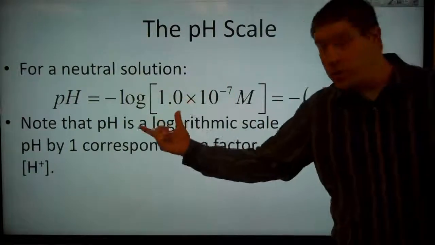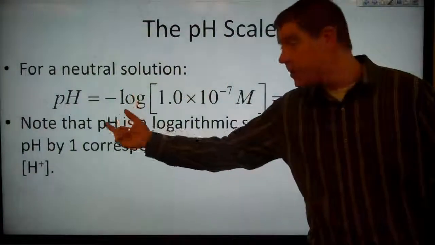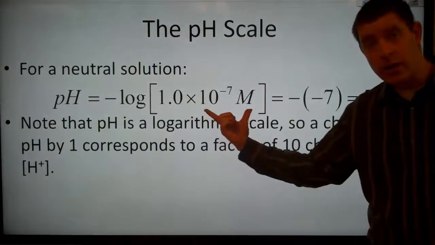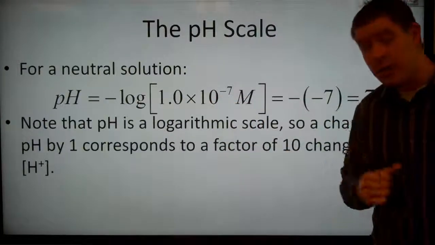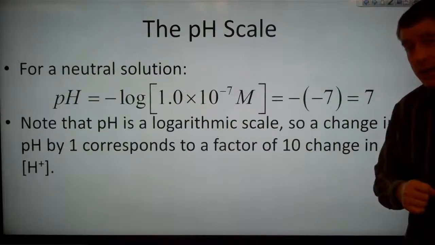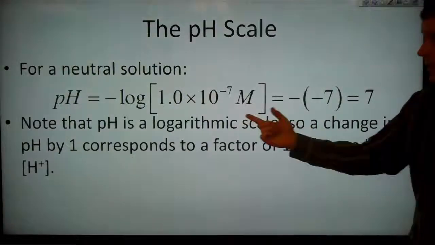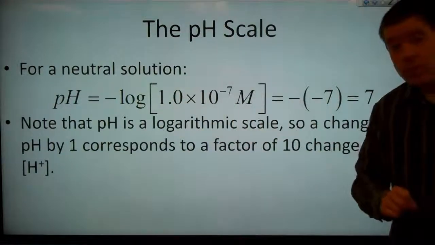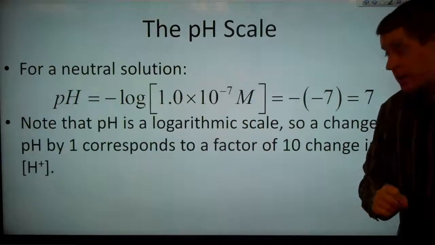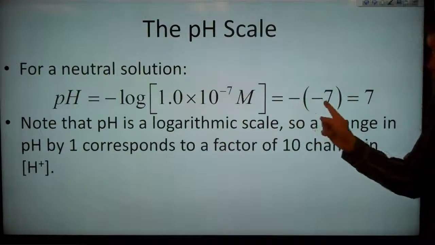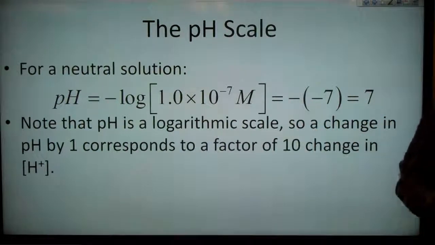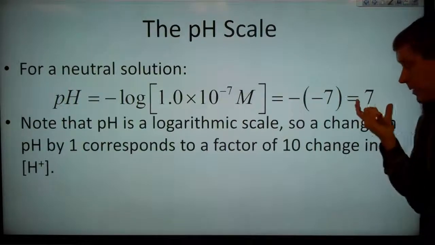So for a neutral solution, then the pH is equal to minus log base 10 of the hydrogen ion concentration. In a neutral solution, remember that the hydrogen ion concentration is 1.0 times 10 to the minus 7 molar. And that means that we have minus the log of 1.0 times 10 to the minus 7 is negative 7. So we have negative negative 7, which is a positive 7. So the pH of a neutral solution is 7.